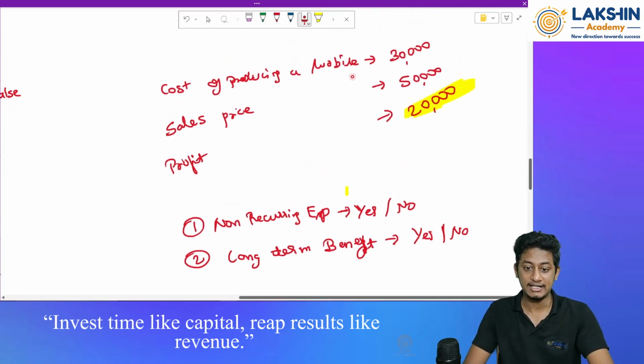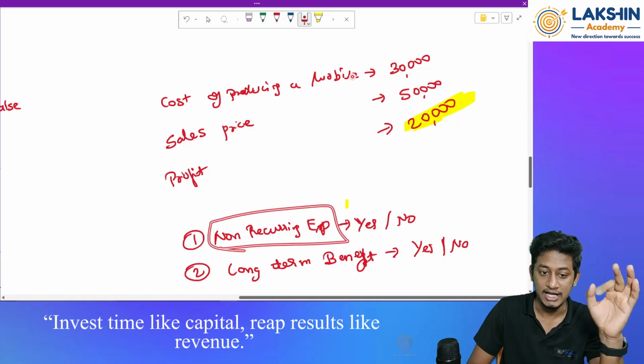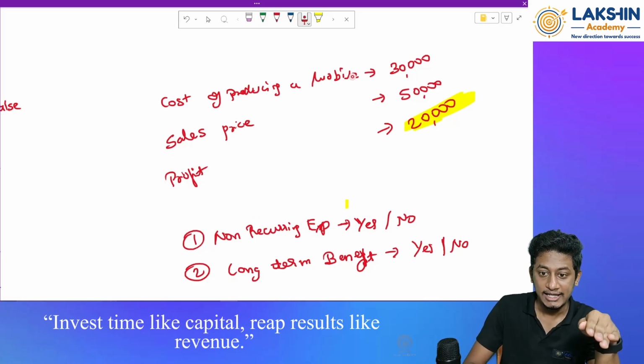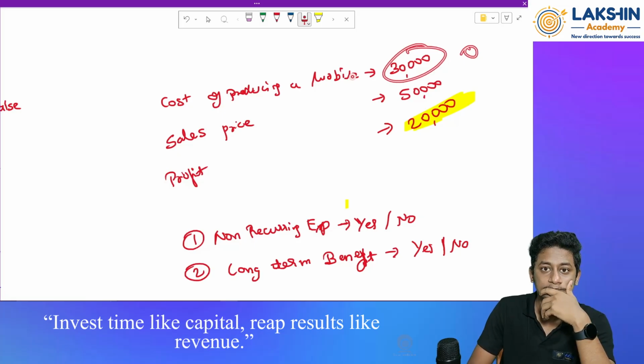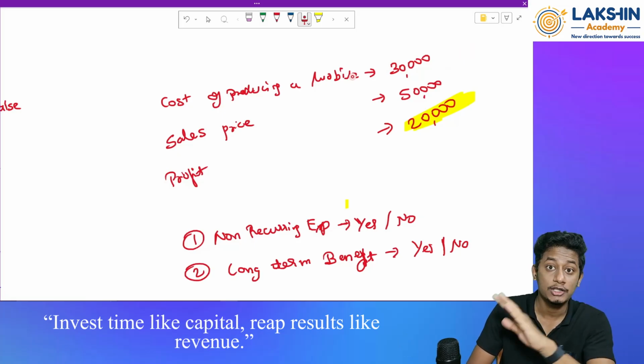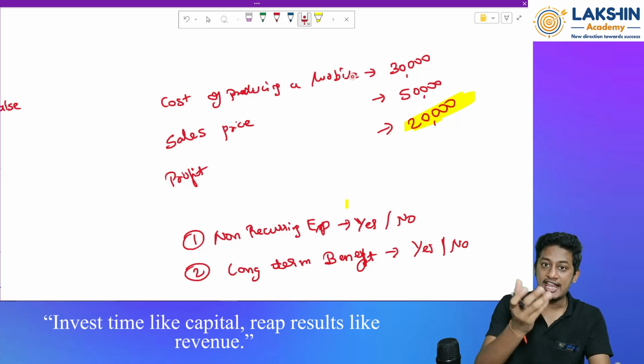So in my case, first of all, the question is: is it a non-recurring expense? See, tell me this, if I am incurring expenses to reduce the process cost, can I make this cost zero? Is my question. Never. Because to manufacture a phone, I need some components. Can I make that cost zero?